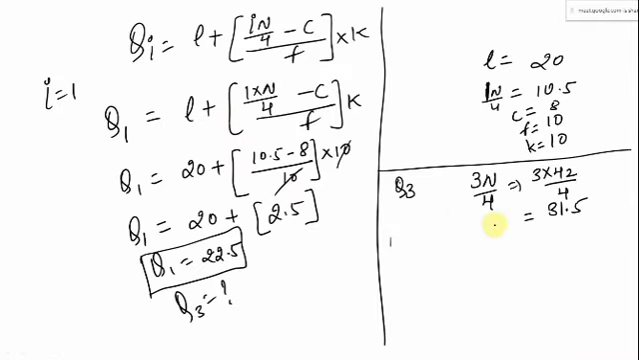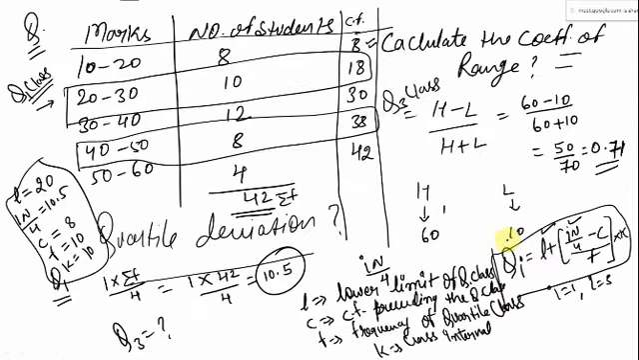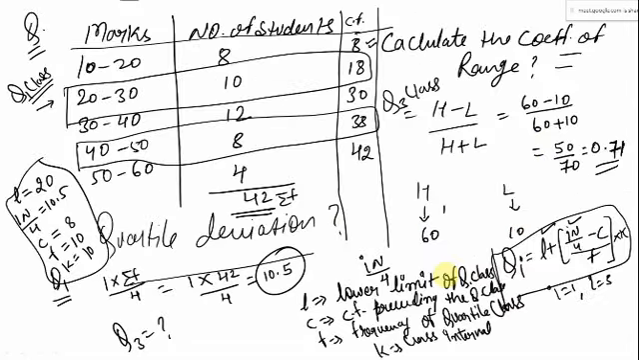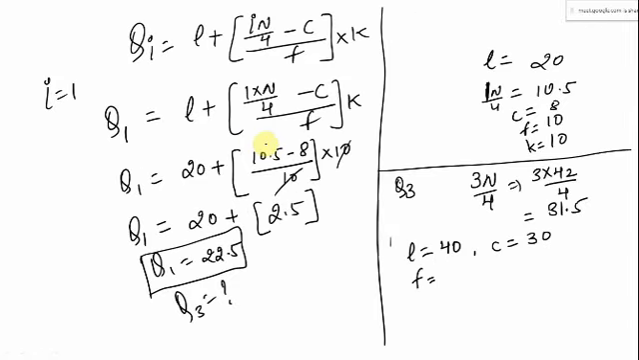So for Q3, L will be what? 40. C, CF just before, preceding, that is 30. C is 30. F, frequency of the quartile class, that is 8. Take it as 8. And K will remain same, 10.